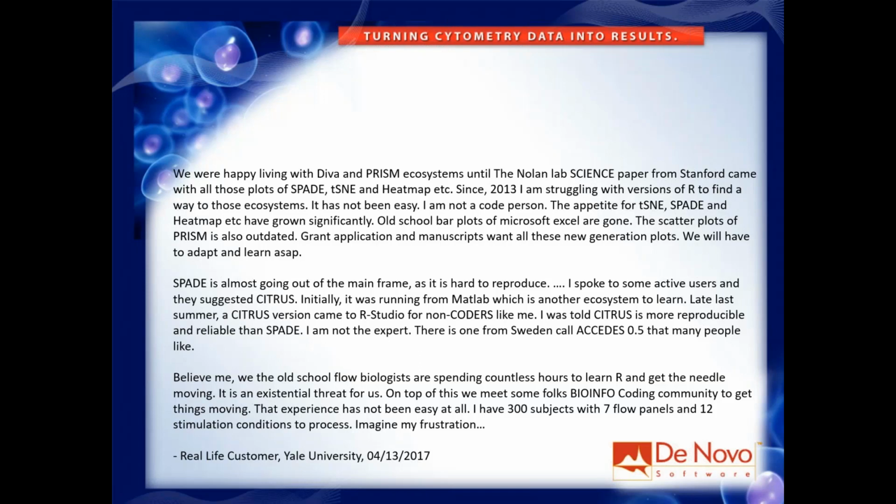I really like this example because, from a personal point of view, it's great that somebody acknowledges that flow cytometry data analysis can be an existential threat, which is really cool if you make flow cytometry software. But the other thing is that he highlights a lot of issues. There are a lot of new algorithms that come out: SPADE, Citrus, ACDC, FlowSOM. How is a normal person supposed to be able to evaluate and understand when these work?